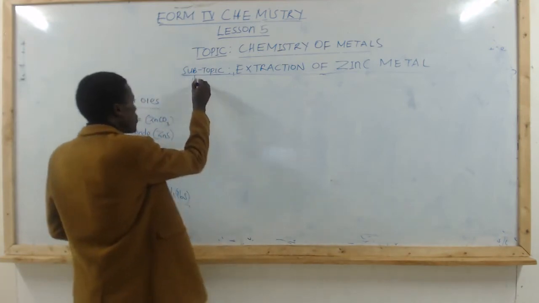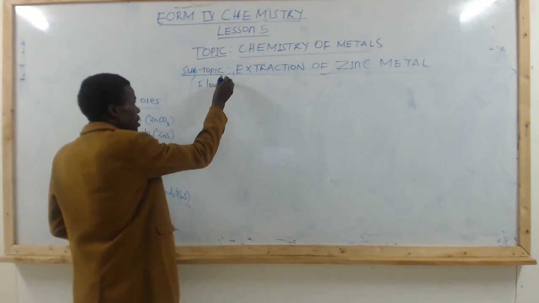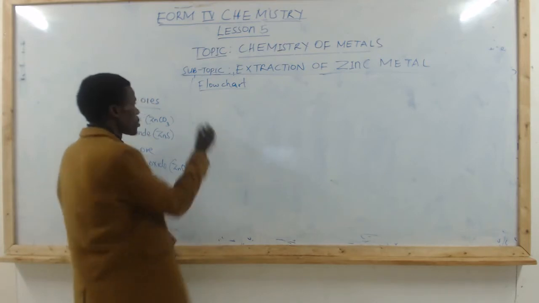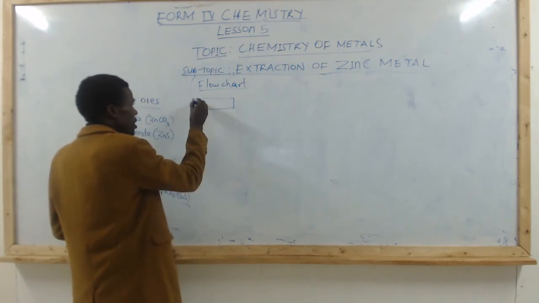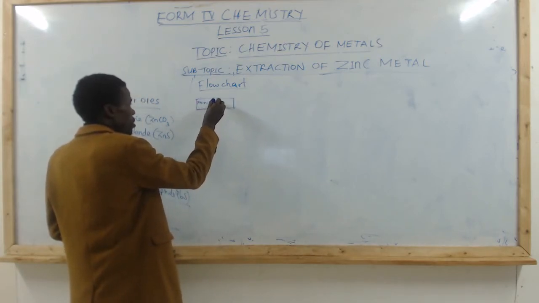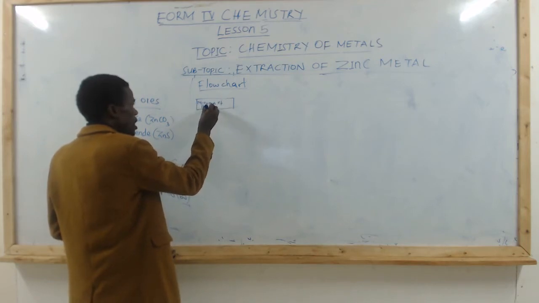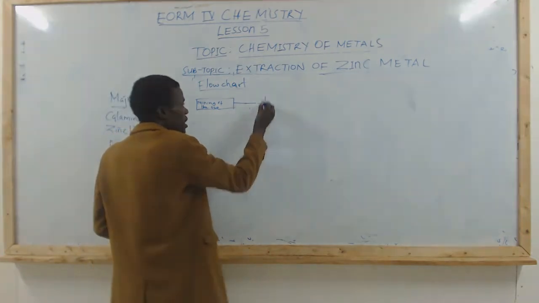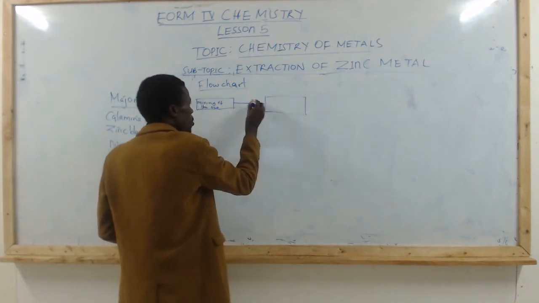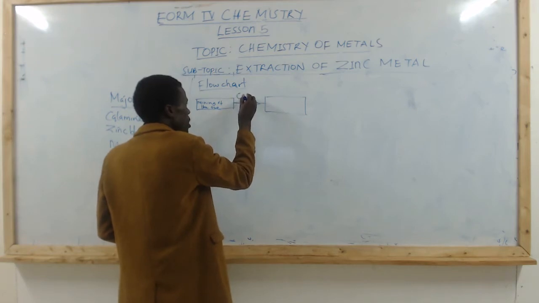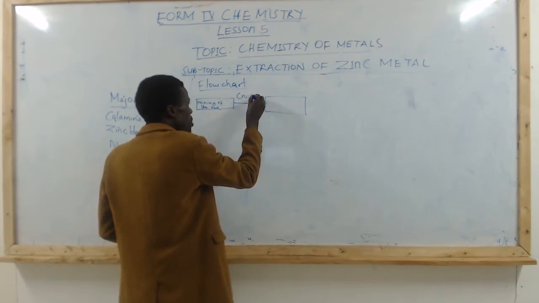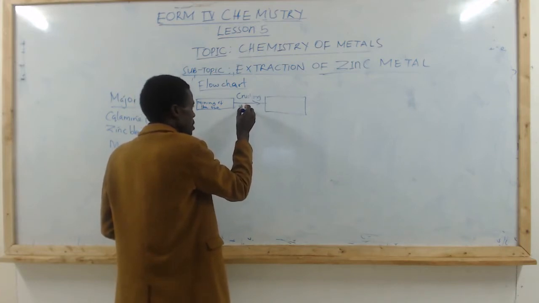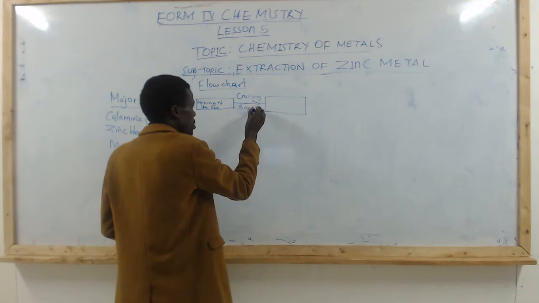So, our flow chart will illustrate how extraction occurs right from the mining part. So we have the mining of the ore. And once the ore has been mined, what follows is the crushing and grinding of the ore to increase the surface area for subsequent reaction, or to increase the contact between the ore and the other reactants.